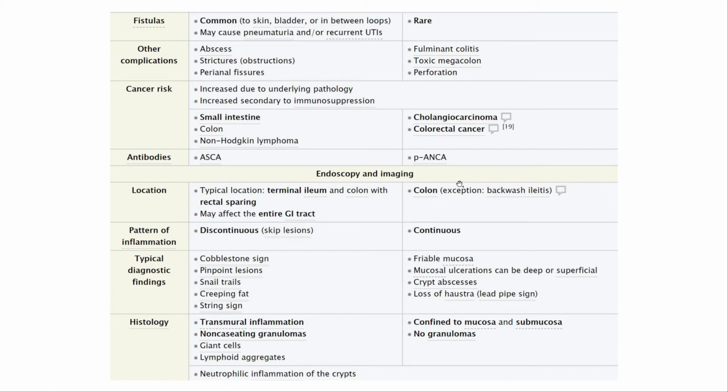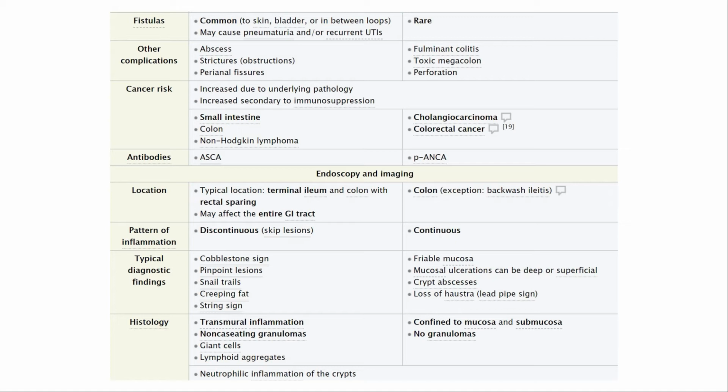Whereas ulcerative colitis is isolated to the large intestine, starting at the rectum, where it climbs its way up in a continuous fashion. So there are no gaps in the inflammation of ulcerative colitis.